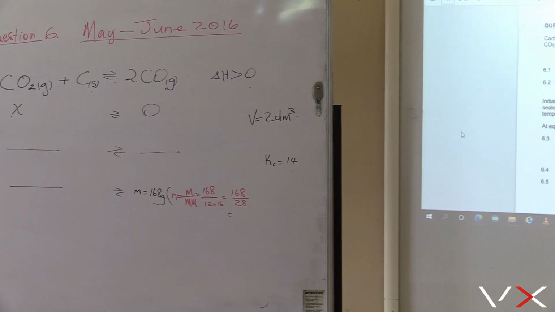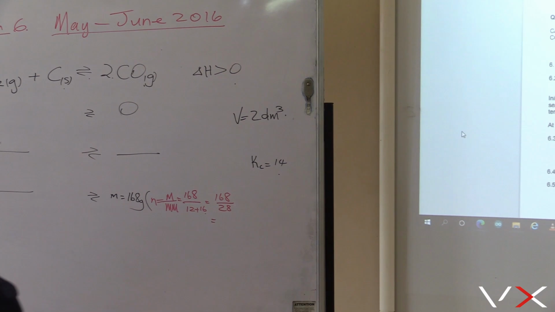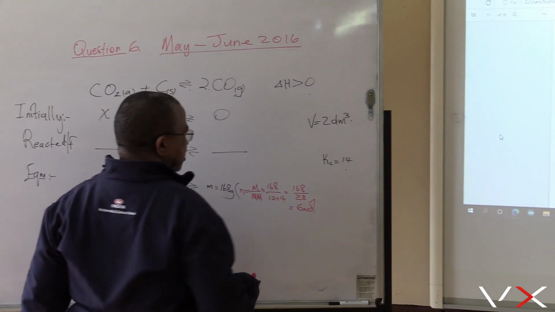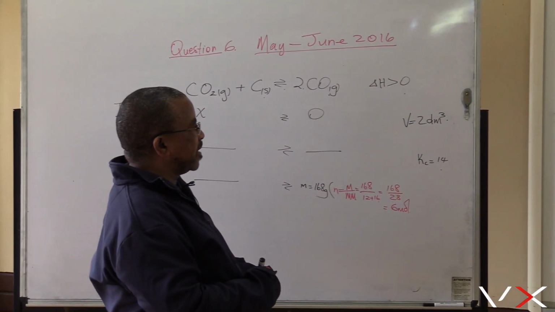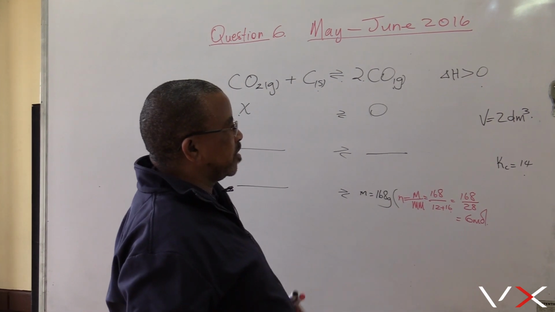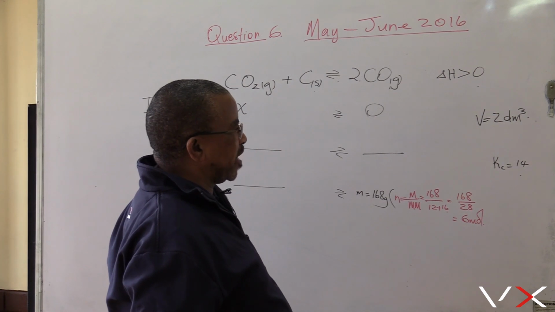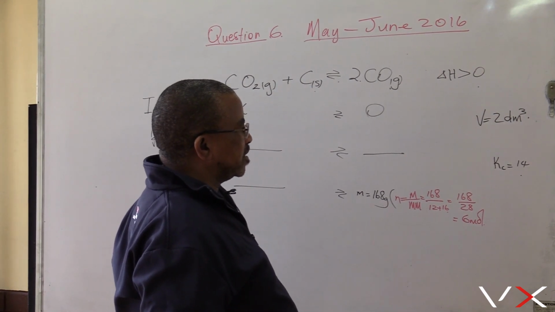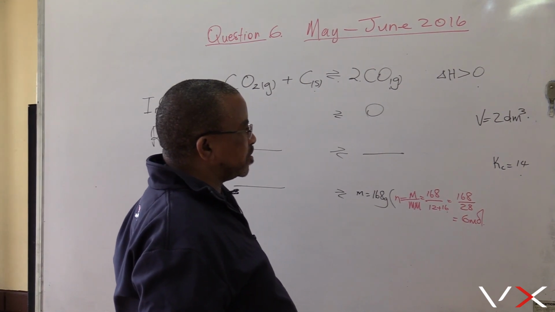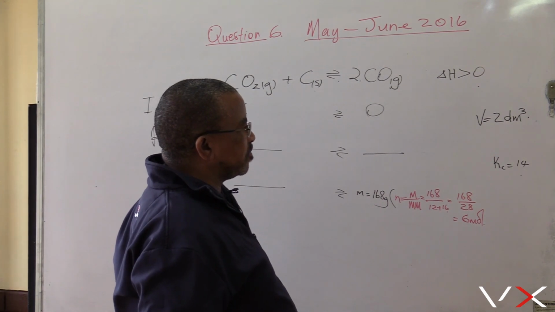Divide by 28. Moles out 6. Okay. 6 moles were present in the container. So 6.3: how will the equilibrium concentration of the product compare to that of reactants? Choose from larger than, smaller than, or equal to. Give a reason for the answer.